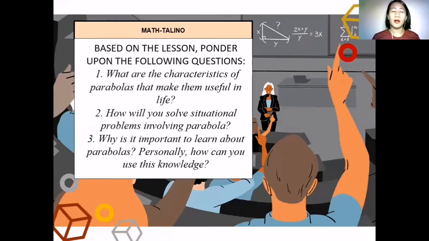Now you have to try to answer the following. Based on the lesson, ponder upon the following questions. Number 1, what are the characteristics of parabolas that make them useful in life? Actually, if you search for videos that deal with parabolic dishes, they are very useful, especially for radio stations, TV stations, even now internet connections. They are used for that because they can really gather all the signals that are needed. How will you solve situational problems involving parabola?